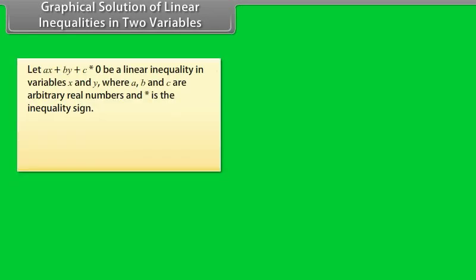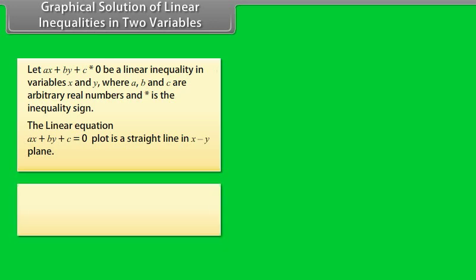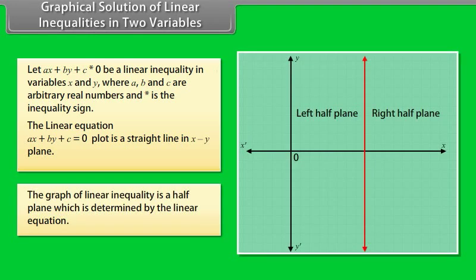Graphical solution of linear inequalities in 2 variables. Let ax plus by plus c star 0 be a linear inequality in variables x and y, where a, b and c are arbitrary real numbers and star is the inequality sign. The linear equation ax plus by plus c is equal to 0 plots a straight line in xy plane. Below are the examples of straight lines in xy plane, which divide the xy plane into 2 halves. The graph of a linear inequality is a half plane, which is determined by the linear equation.